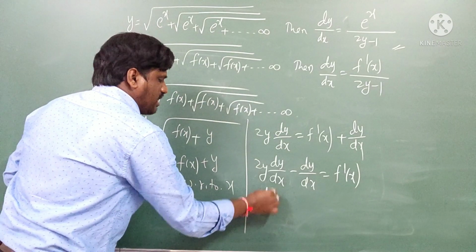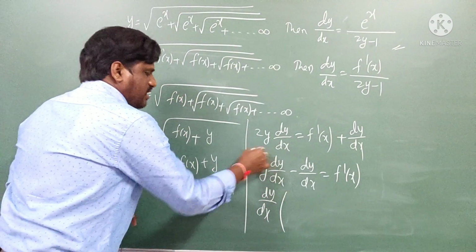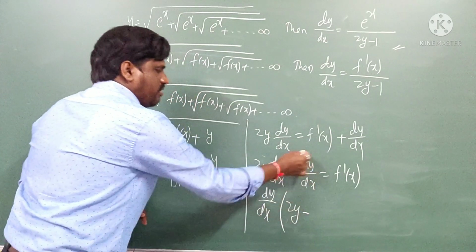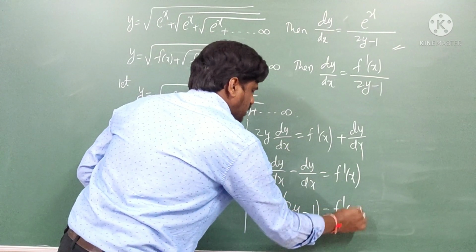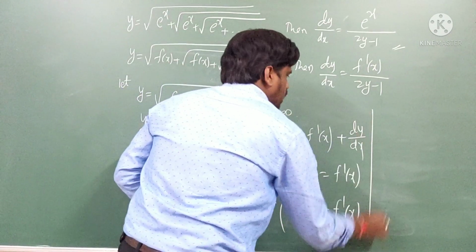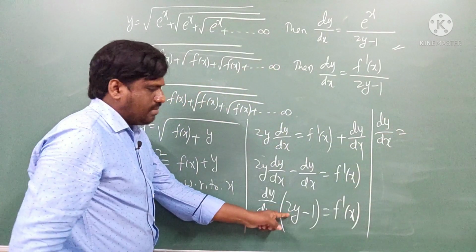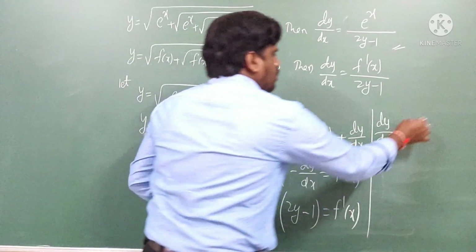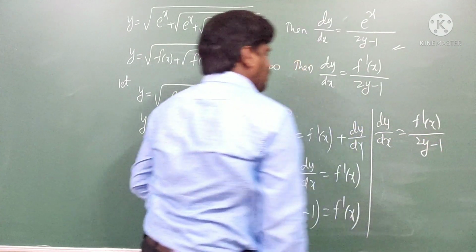Let us take dy by dx common from here. So what is left here? 2y, and what will be left here? Minus 1, is equal to f dash of x. Then what will be the dy by dx value? Here dy by dx is equal to, this is multiplying, so it goes to the other side and divides. So f dash of x upon 2y minus 1.